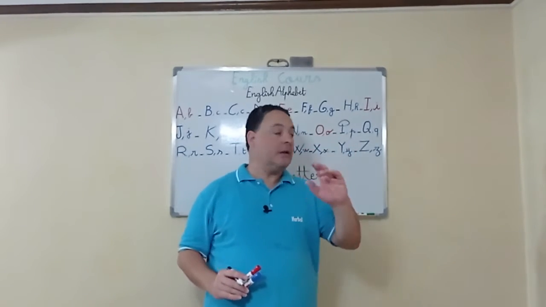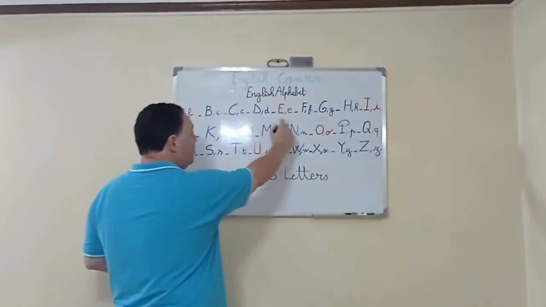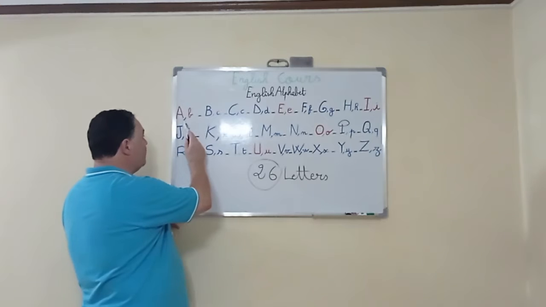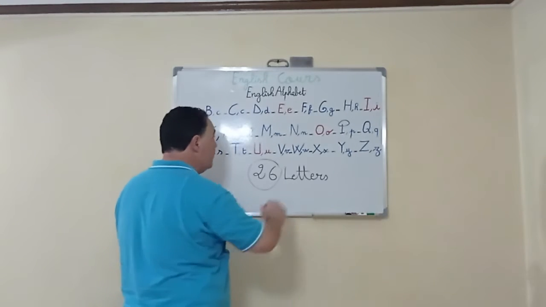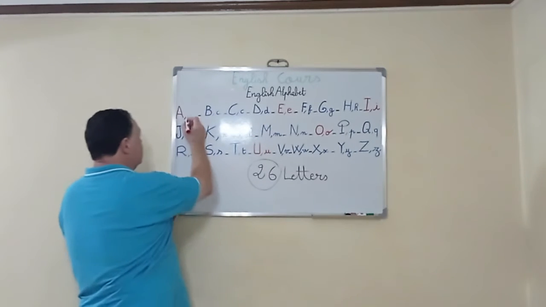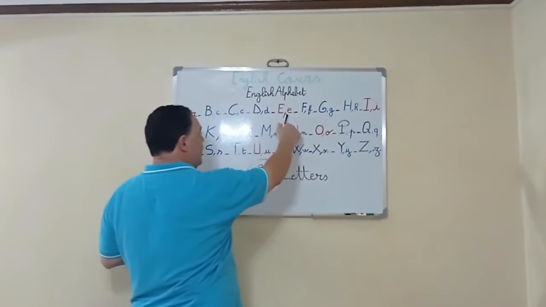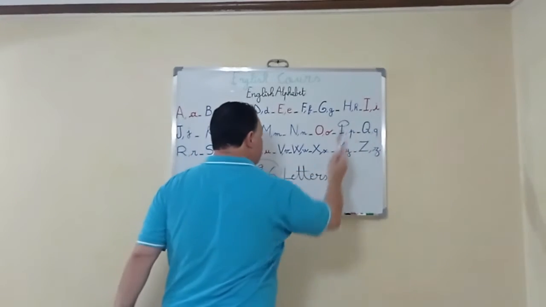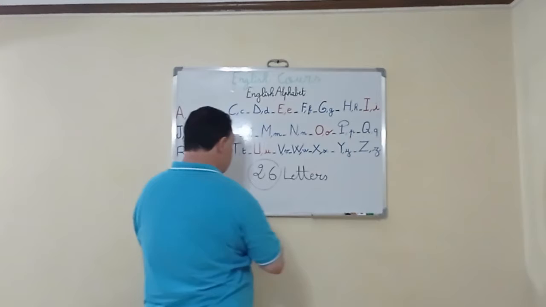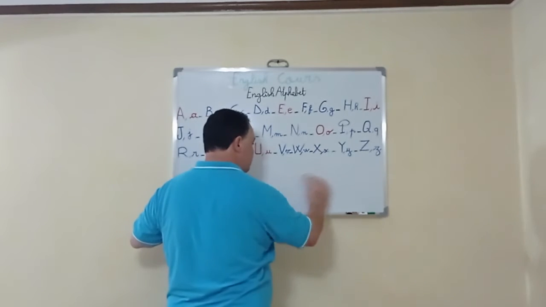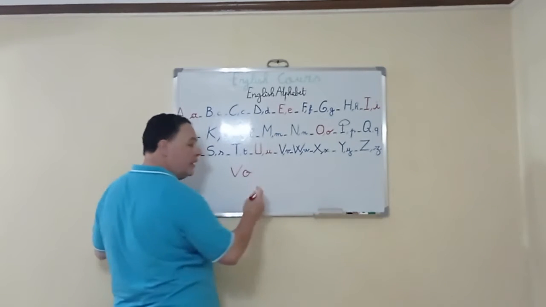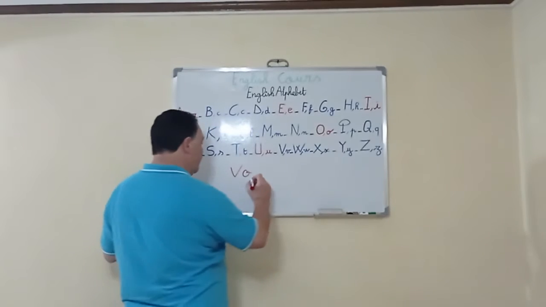Five of them we call vowels. So five of them are vowels. A, E, I, O, and U. Okay, so five of the letters are vowels. Vowels. It is written like this.